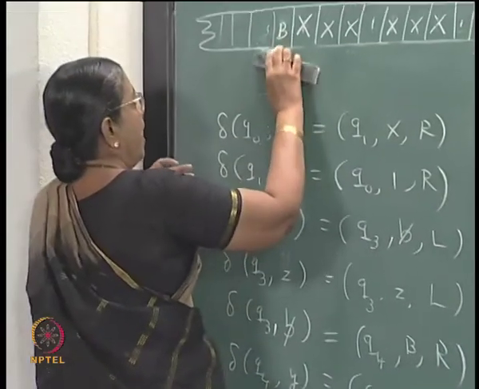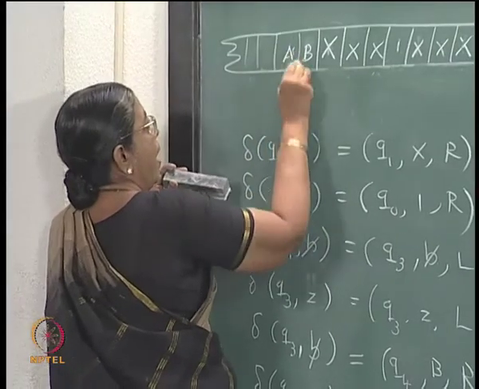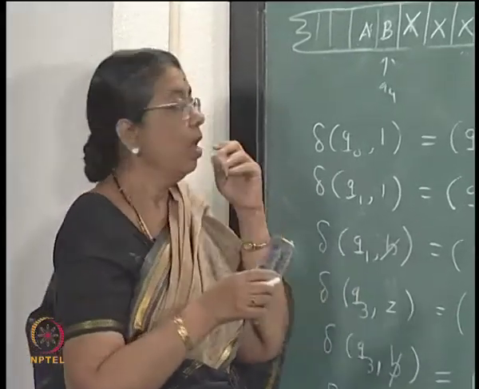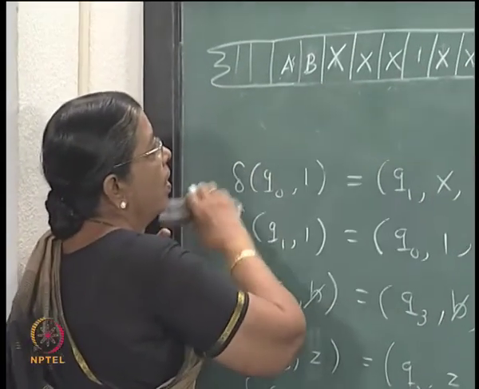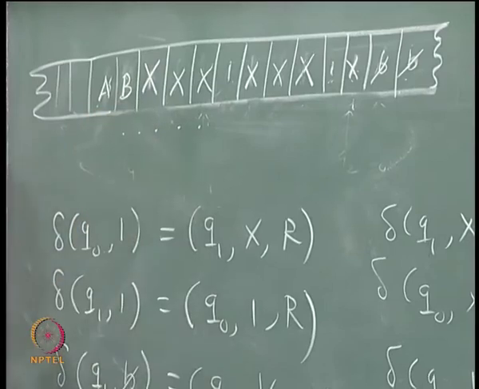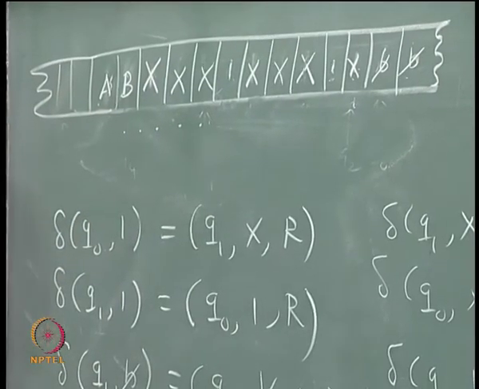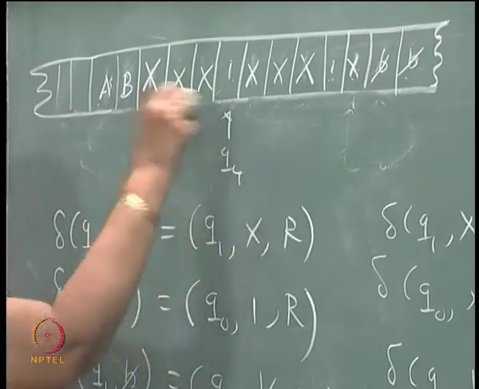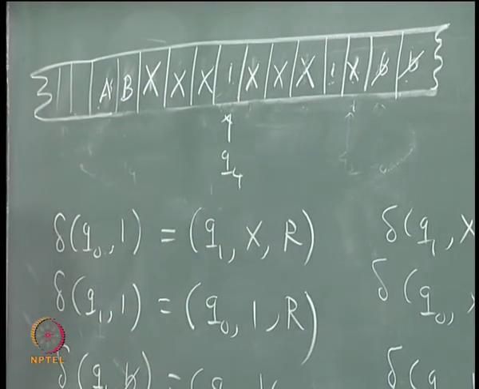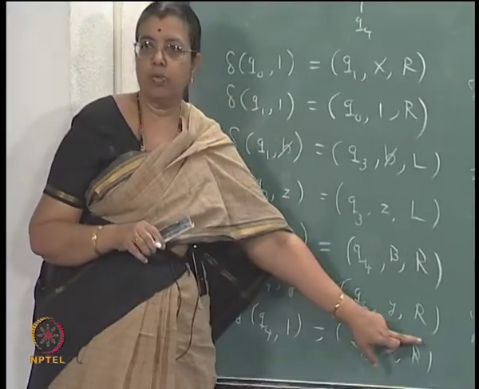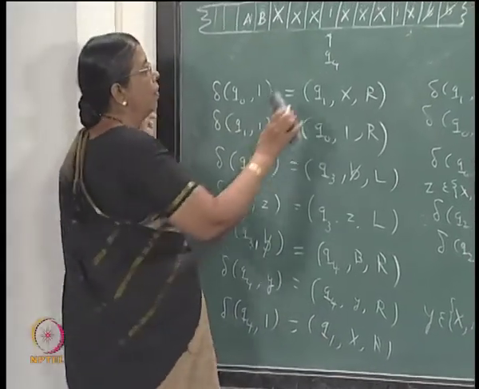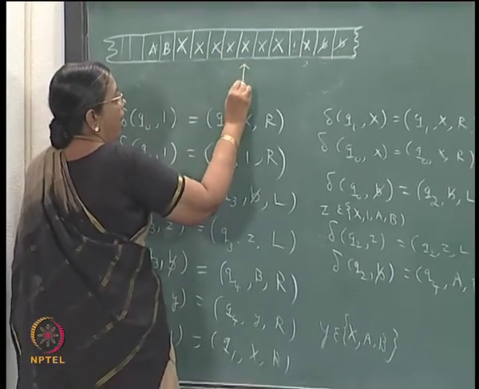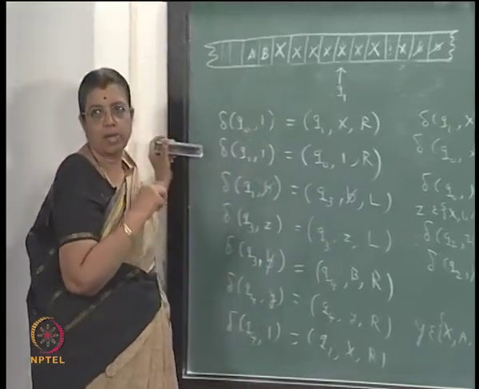So, you print an A and move right in Q4. In Q4, you move right until you see a 1. In Q4, you see a 1. When you see a 1, you change that into X and move to Q1. So, you change this into a X and move right in Q1.